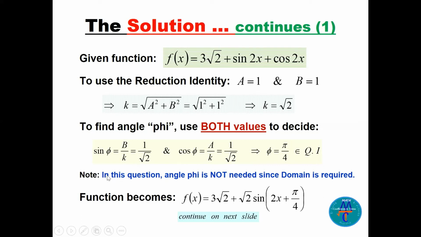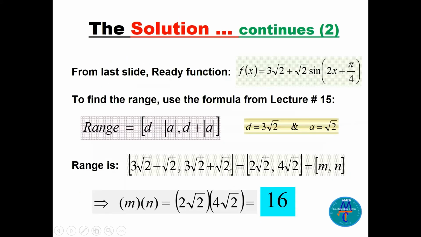Now just a note here, please. In this question, angle phi is not needed since only the range is required. But in other questions, you might need phi. Now the function becomes f of x equals 3 square root of 2 plus square root of 2, this is the k, times sine of 2x, the argument given there, plus phi. Now let's see the final answer on this slide here. So the function now we have this one.